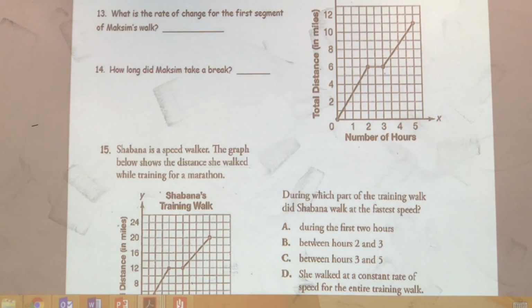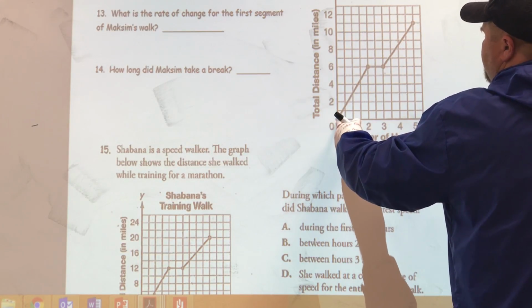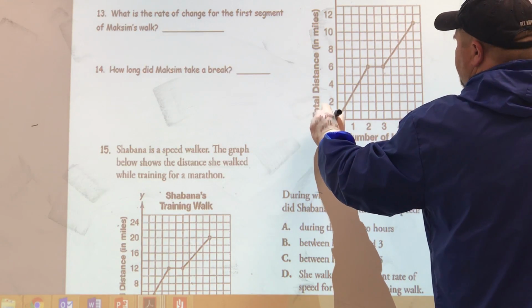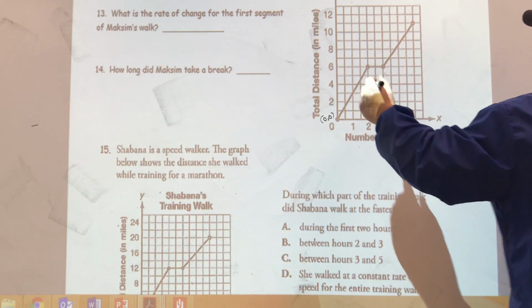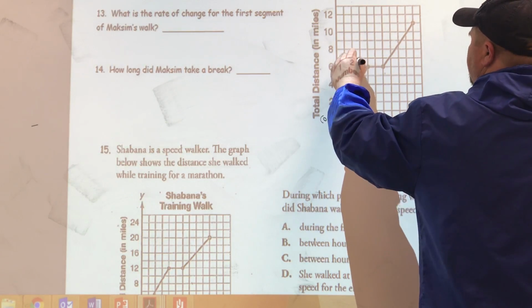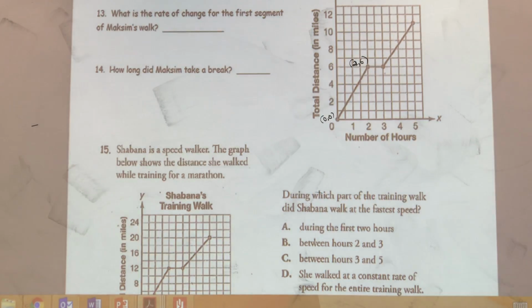What is the rate of change for the first segment of Malik's walk? Okay, the first segment, segment number 1. So let's take a look at what we have. The x value and the y value for this first point are 0, 0. And if we use the second point here, we would have 2, 6. So we could use those 2 points.